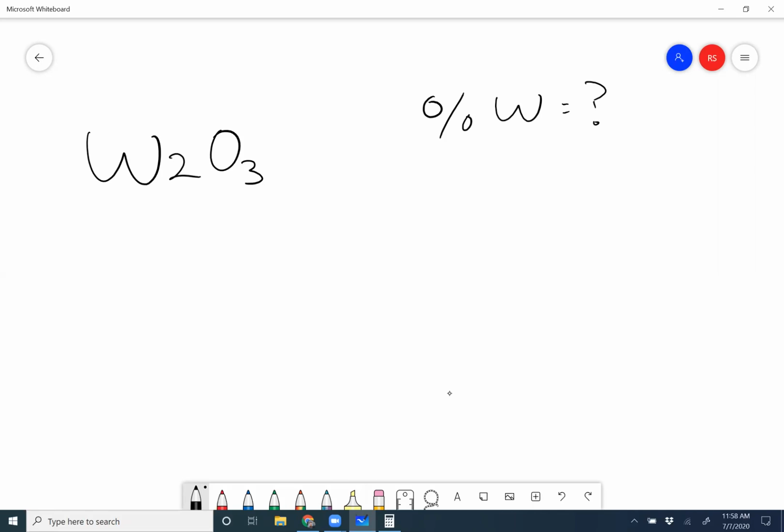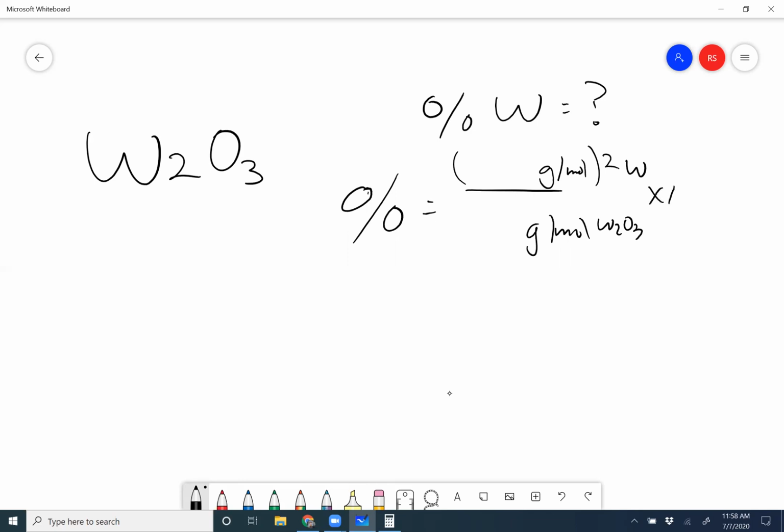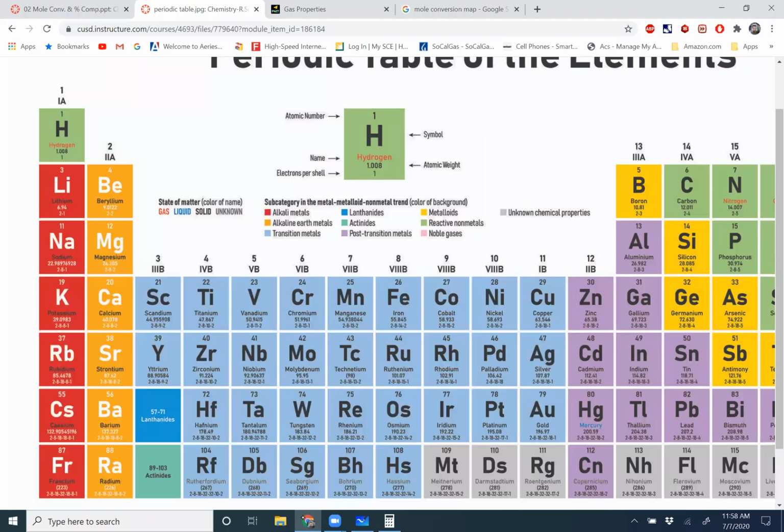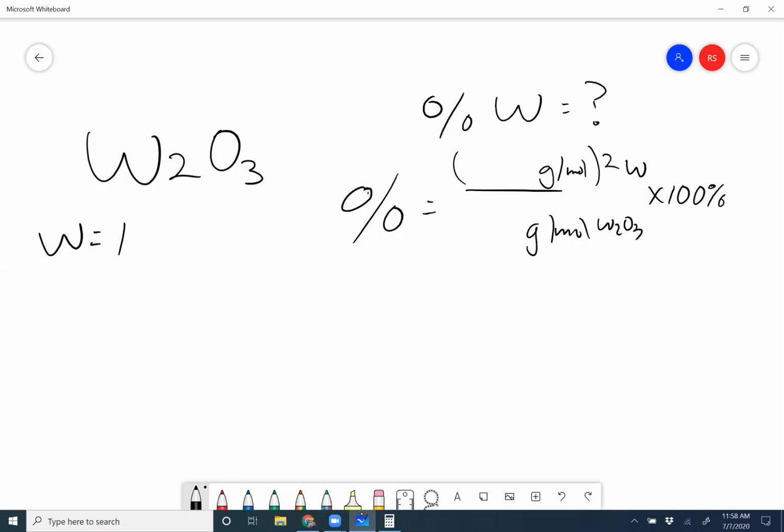If the ore is tungsten oxide, in this case tungsten trioxide, what we would do is take the grams per mole of the tungsten multiplied by how many tungstens there are, and then divide by the grams per mole of the tungsten oxide, and then multiply that by 100%. Well, let's look up tungsten on the periodic table: 183.84, so we'll say 183.8.